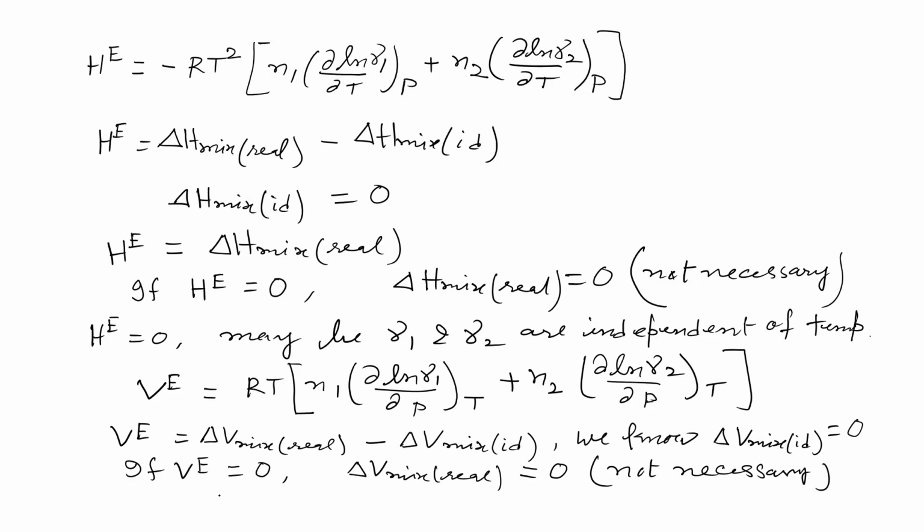So VE, the excess volume, being equal to 0 means γ1 and γ2 are independent of pressure. If they are independent of pressure, then also excess volume is 0. In that case, it is not necessary that ΔV mixing for the real solution is 0.